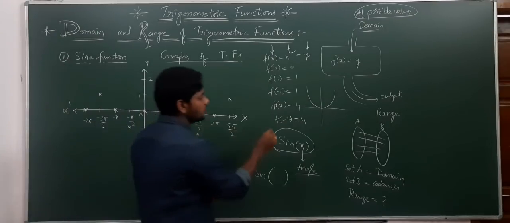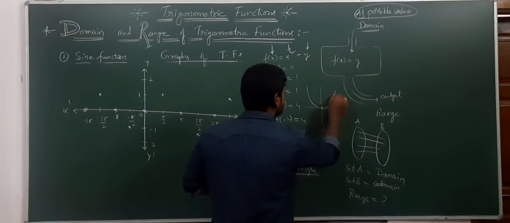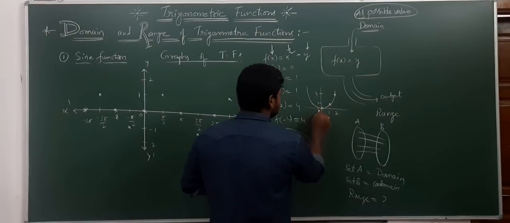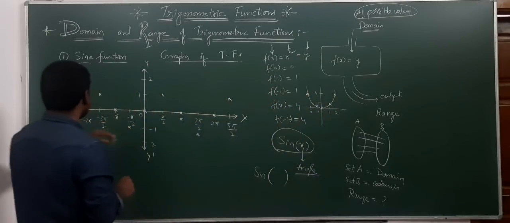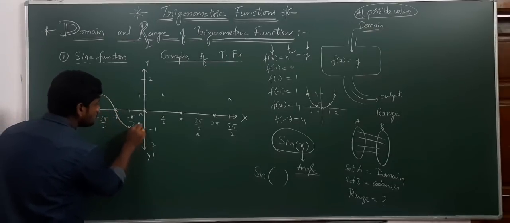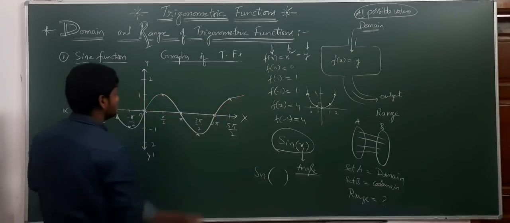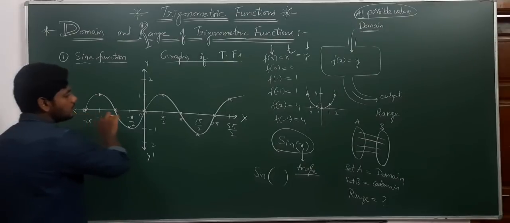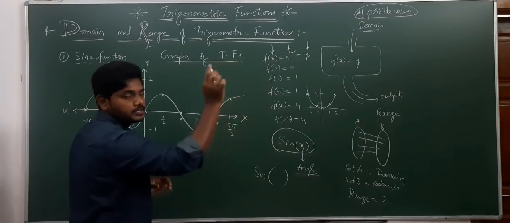So to draw a graph, we need to join those points. For 2 it is 4. For 1 it is 1. For minus 1 it is 1. For minus 2 it is 4. Like that, if we join these points we will get the graph like this. See this? If we go on increasing like this, the graph will be in a wave shape.